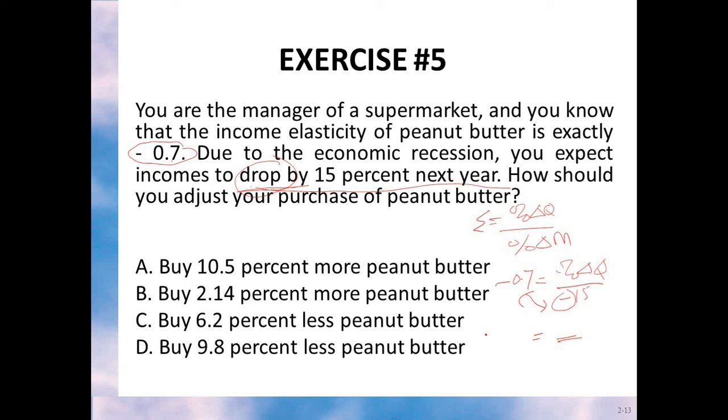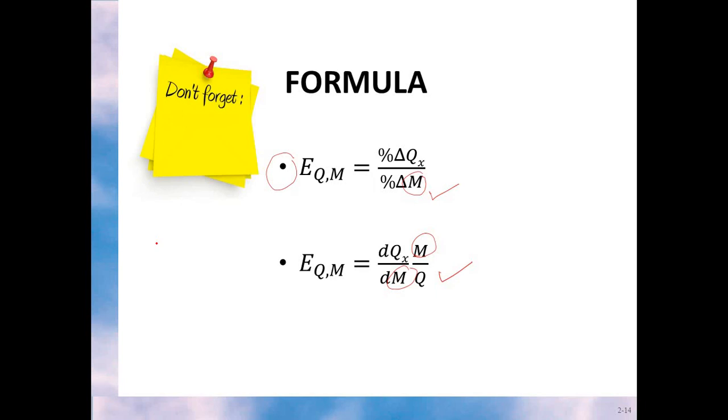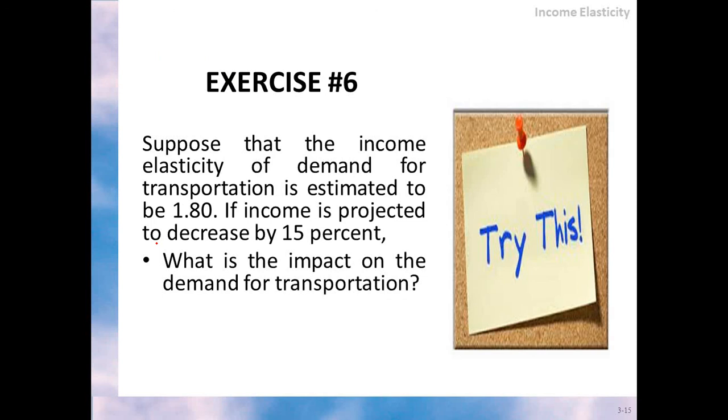the elasticity is negative and the income change is negative, so you should get a positive value, which means you should buy more. So answers C and D are wrong, because you know that our answer will be a positive value. Which one, 10.5 or 2.14? If you actually multiply 0.7 by 15, then you should get the answer as A. So this is an example of income elasticity.